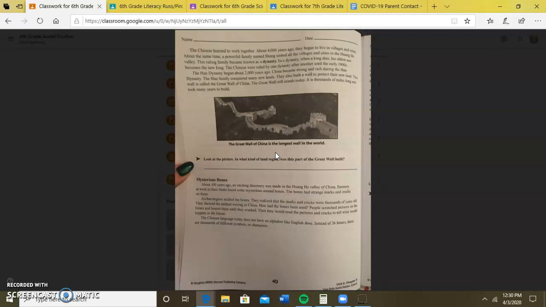How had the bones been used? People scratched pictures on the bones and heated them until they cracked. Then they would read the pictures and the cracks would tell what would happen in the future. We actually talked about this in the first packet that we had for the first 10 days too. The Chinese language today does not have an alphabet like the English does. Instead of 26 letters, there are thousands of different symbols or characters.